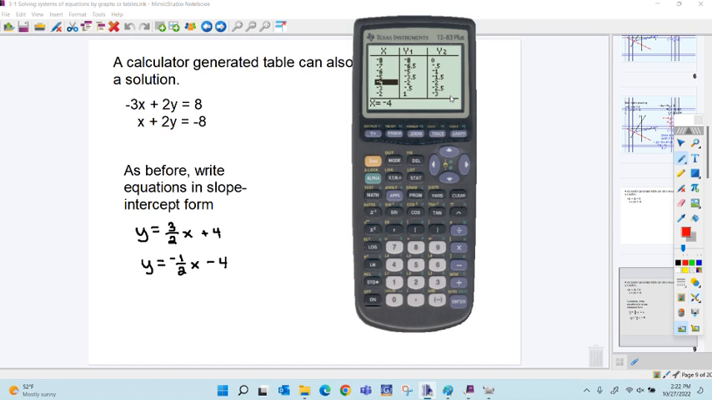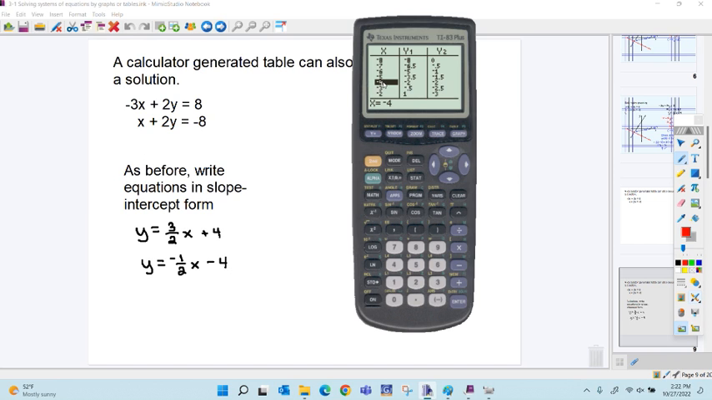The only reason I keep this in is because I want you to see where the table of values lives. And what are you trying to find? Where the Y1 and the Y2 are the same value, because that's where the solution lives.